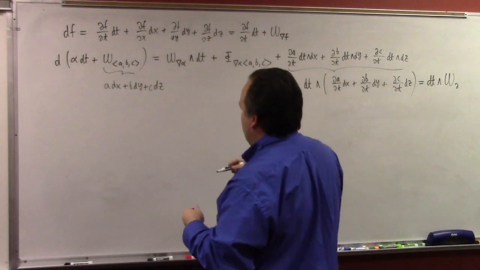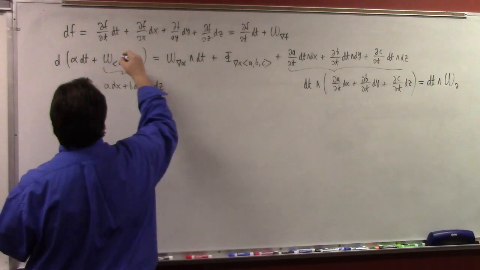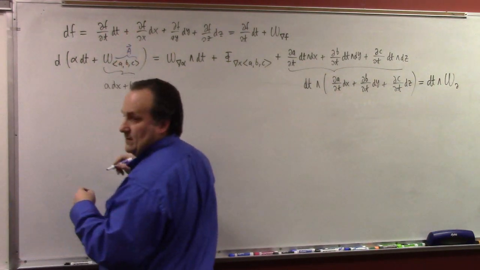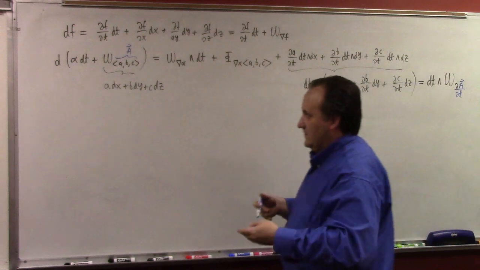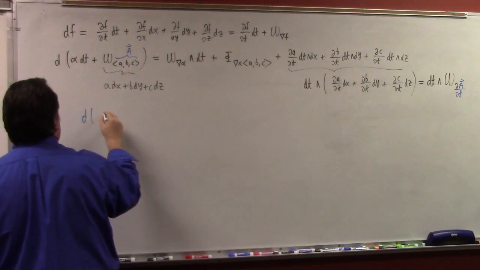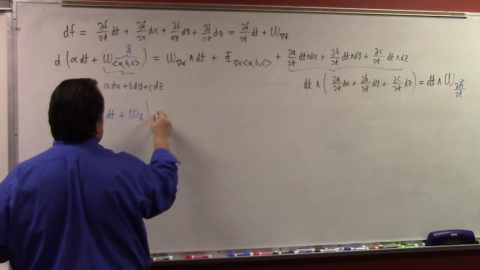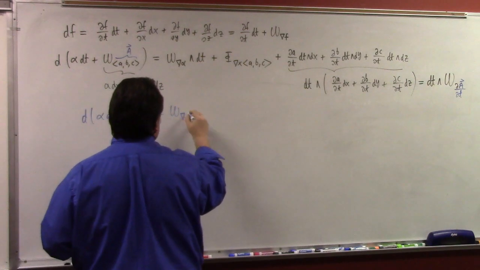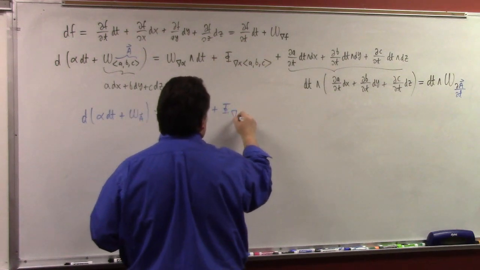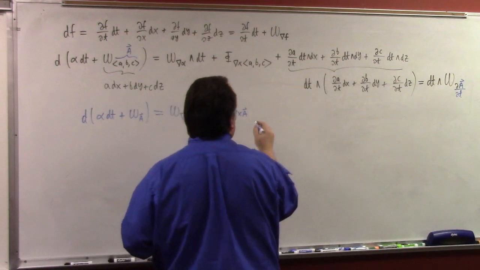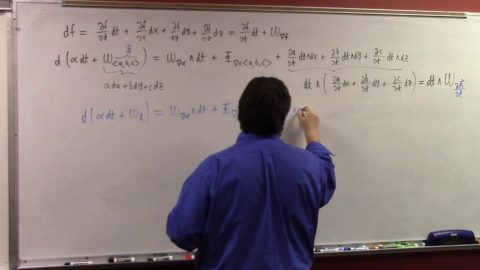Sorry, it was poor planning on my part. Let me call this whole vector here A vector, okay? Then this is partial A partial t. So just to rewrite it cleanly, we have the exterior derivative of a function alpha times dt plus the work form of a vector field A. It's the work form of the gradient of the scalar function wedge dt, plus the flux form of the curl of A, plus dt wedge the work form of the time derivative of A.